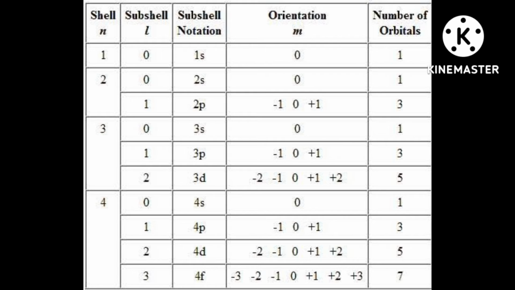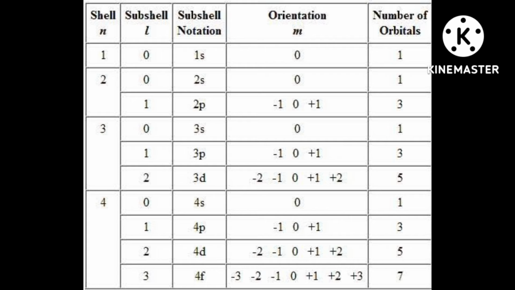This I told you, the relation between n and L. If you know n, then you will know the L value. And when you know the L value, now the relation is that m is equal to 2L plus 1. Now suppose L is equal to 0. Then how many m will be there? 2L plus 1, L is equal to 0, then 2 into 0 plus 1, that is only 1.